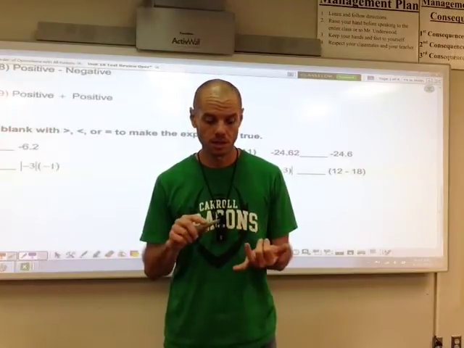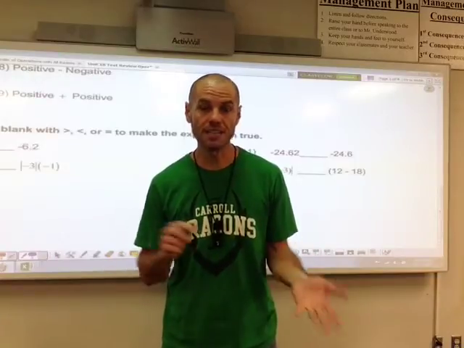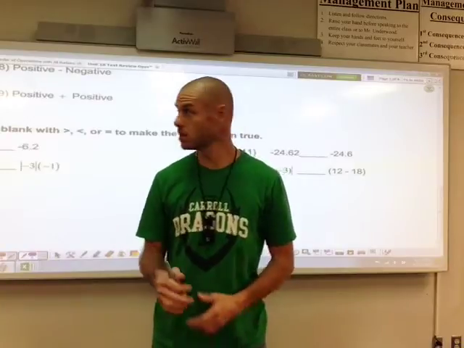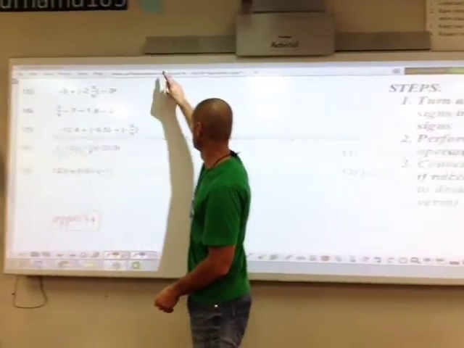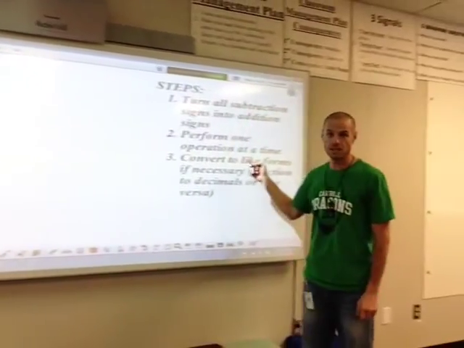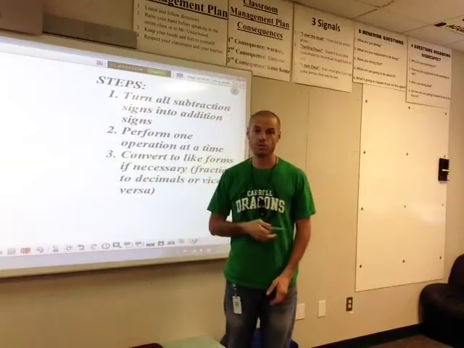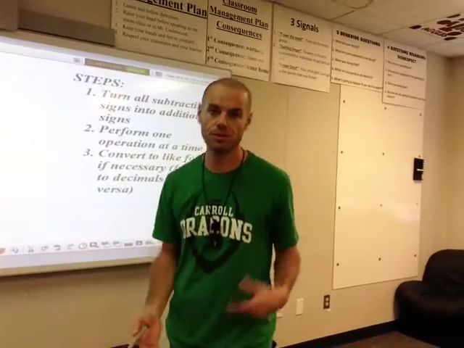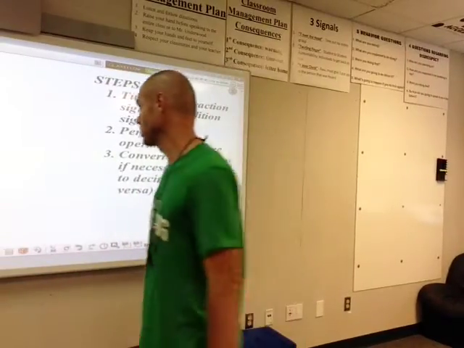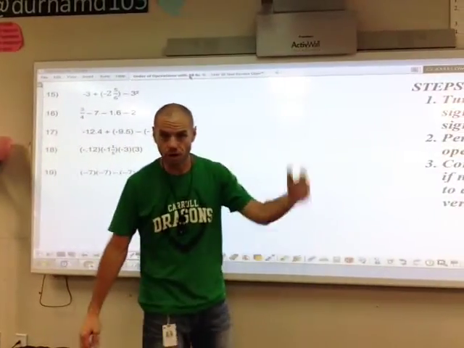The first one was convert all subtraction signs into addition. So subtraction, make it addition. Second, we have here on our notes from today, is to perform one operation at a time. And then the third is convert to like form. So if you have a fraction, get your fraction to a decimal. If you have a decimal, get your decimal to a fraction, whichever way you feel more comfortable doing. So I just wanted to do one more problem like this just so you're comfortable with that.